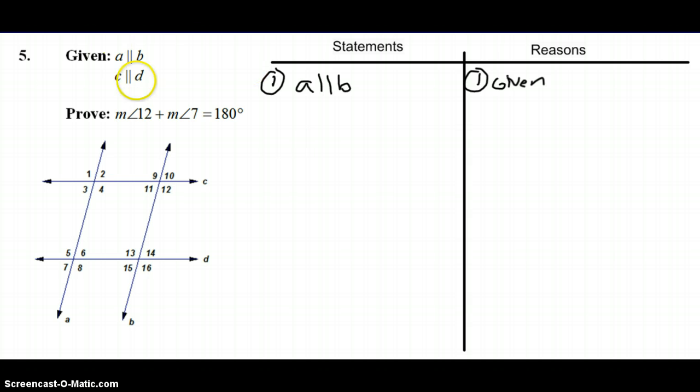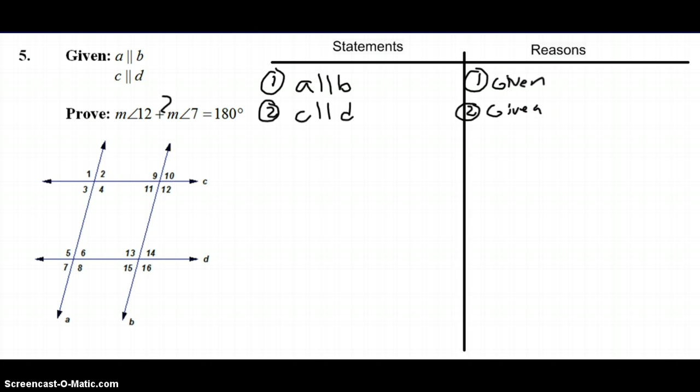And then our second statement is that C is parallel to D, and again that reason is given.